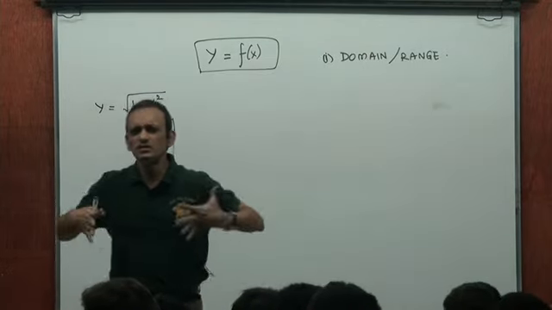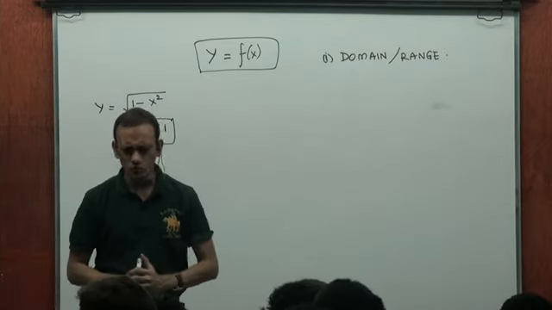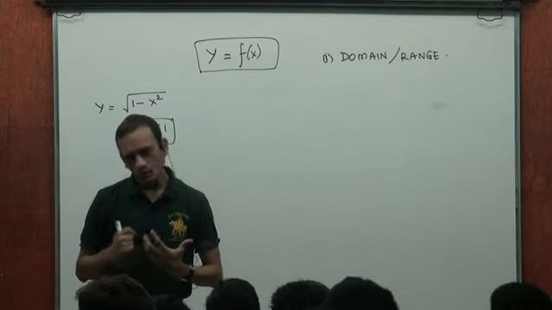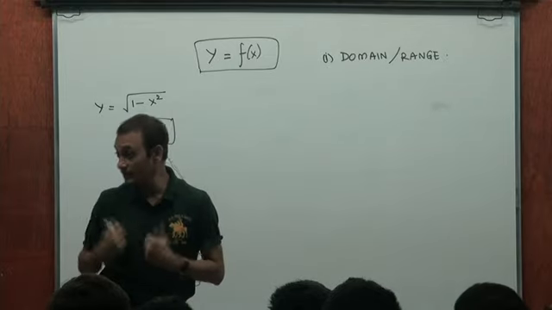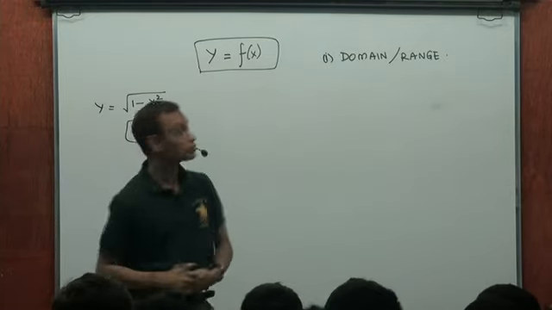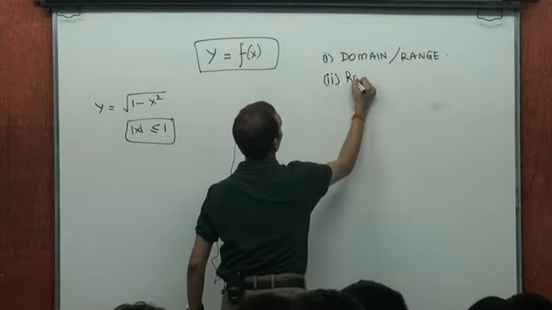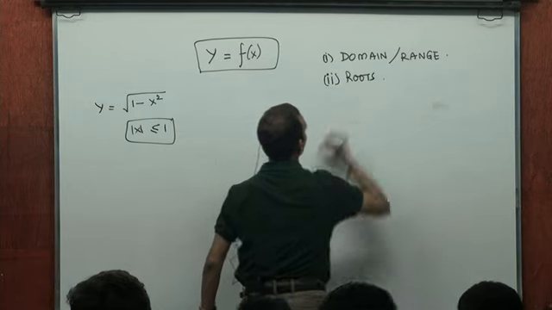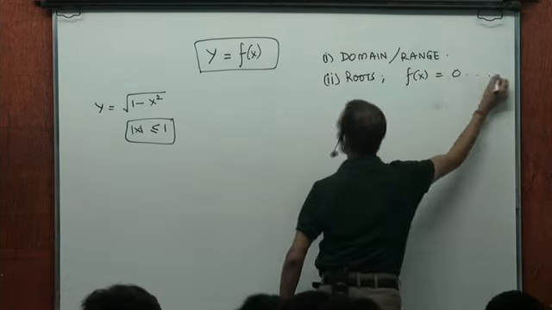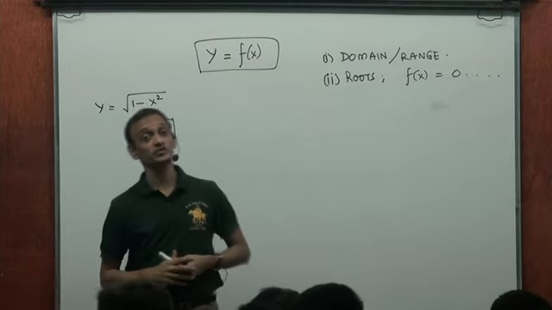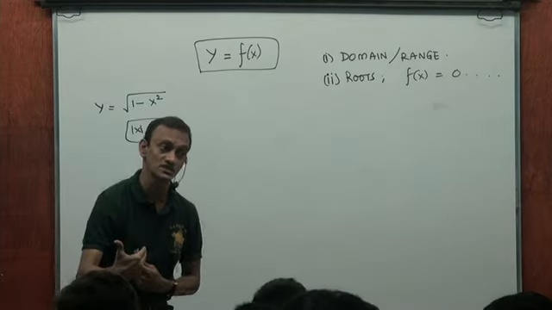See, in the order of importance, the next thing that you would want to check is the roots, the values of x for which y becomes 0, right? That's the second thing you want to check. The roots. Values of x for which f(x) becomes 0. That's the second thing that you want to check in your attempt to trace the curve. Clear?